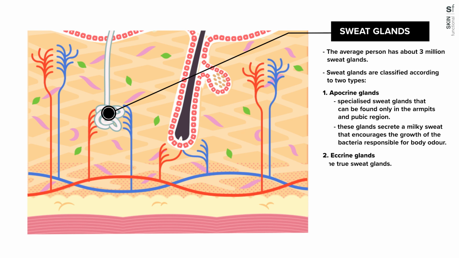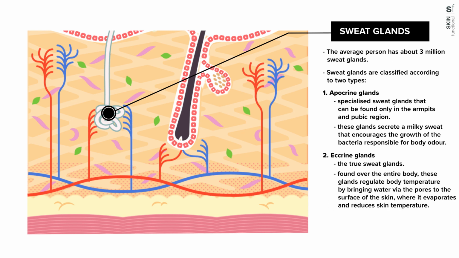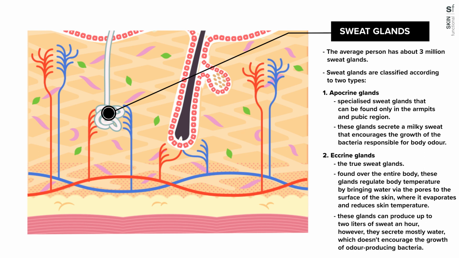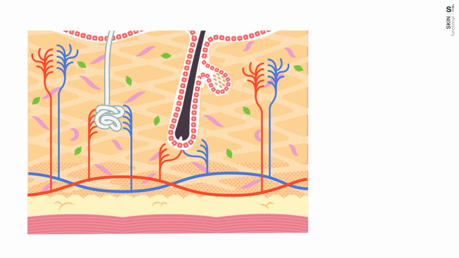Eccrine glands are the true sweat glands, found over the entire body. These glands regulate body temperature by bringing water via the pores to the surface of the skin, where it evaporates and reduces skin temperature. These glands can produce up to 2 liters of sweat an hour. However, they secrete mostly water, which doesn't encourage the growth of odor-producing bacteria.